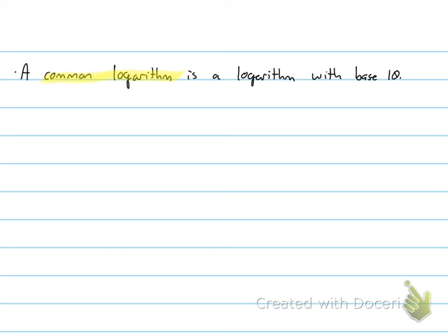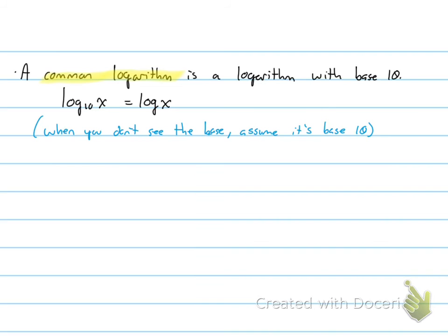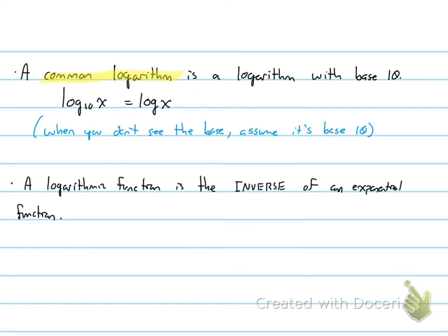A common logarithm is a logarithm with base 10. So if you just see something like log x, you can assume that it has a base of 10. You'll see even on your calculator, there's a log button. That is just assuming that you're doing log base 10. Again, in class, we'll go over how to do log of a different base. But a common logarithm is log of base 10.